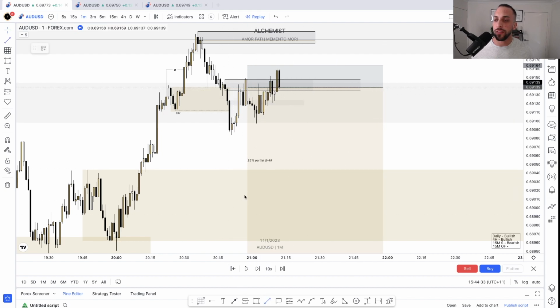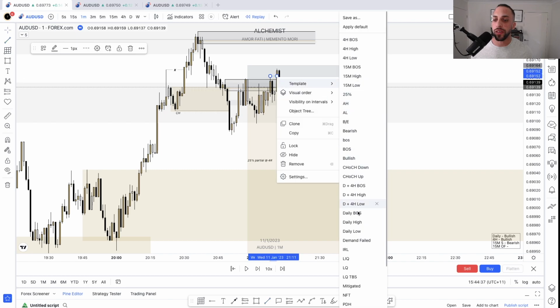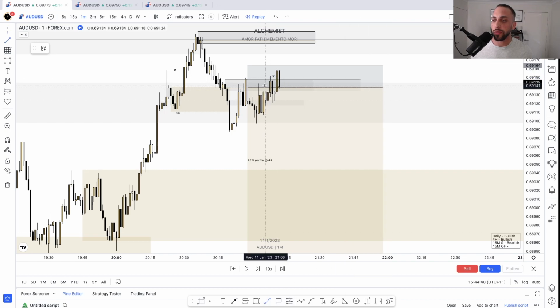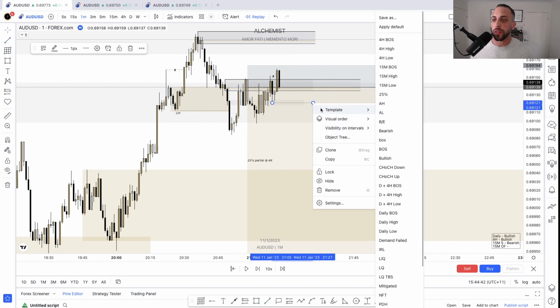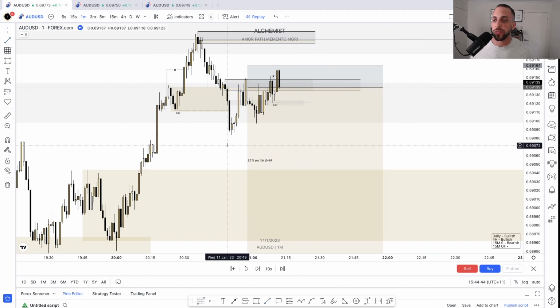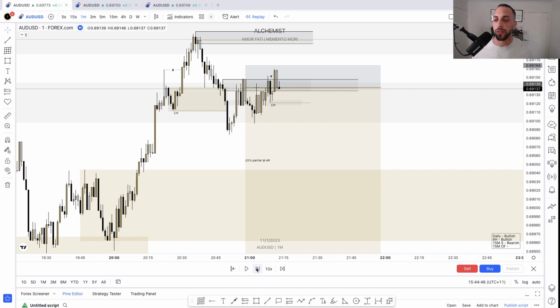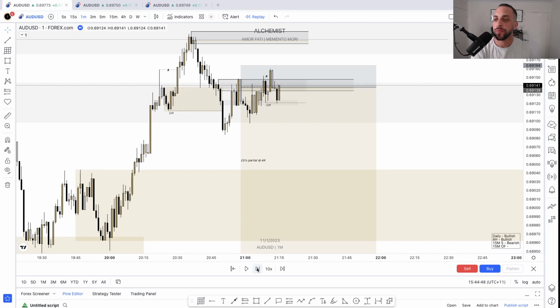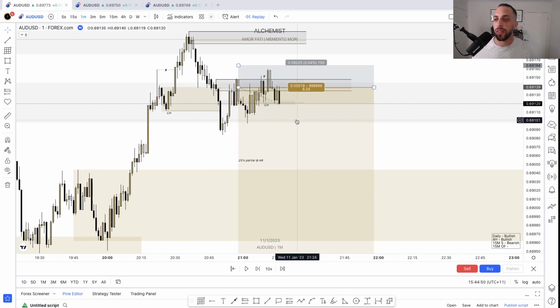But what we can see here is we've also had another change of character. Well, not yet, but we could potentially if we close below. So once we've taken this, if we close below here, we could be looking to take a confirmation entry. There we have a body close. And this would be the flip.